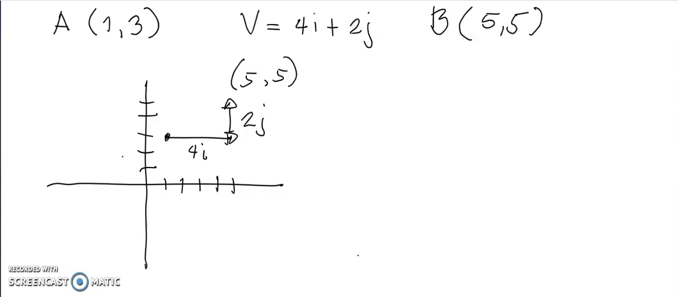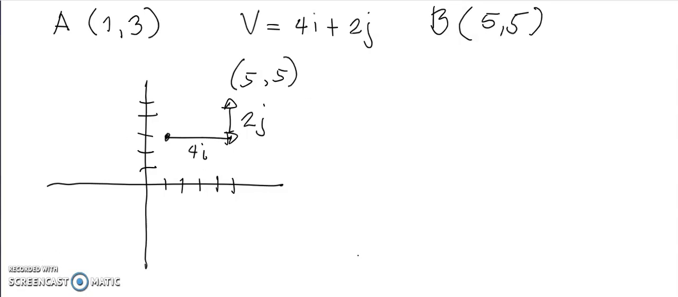Okay, got it? So to find B, you just add where it will travel. So 4i, it will travel to the right because it's positive, and 2j, it will go up by 2 units.